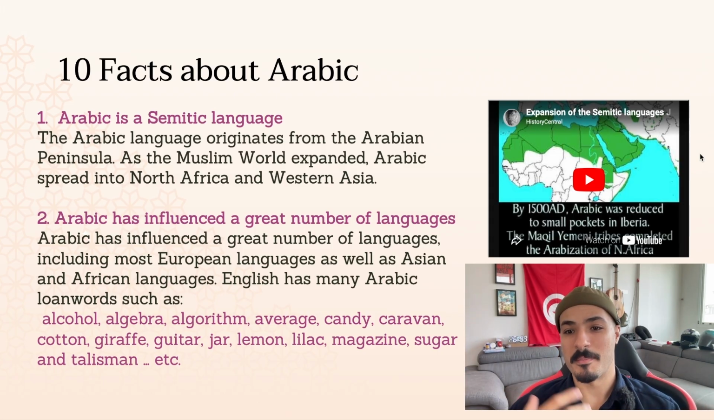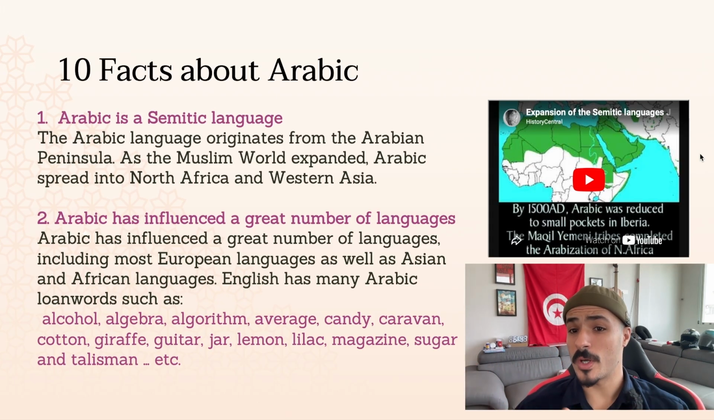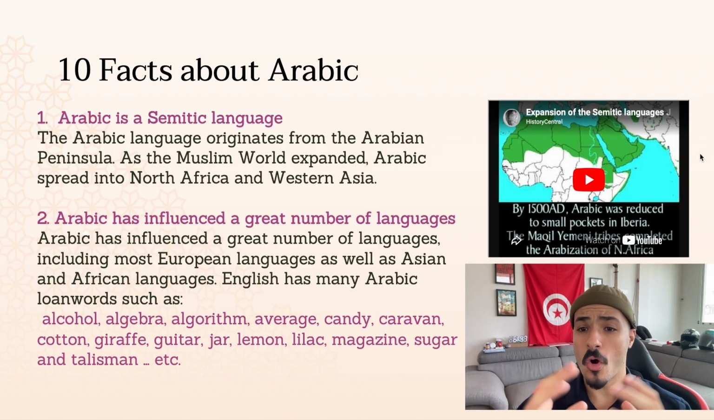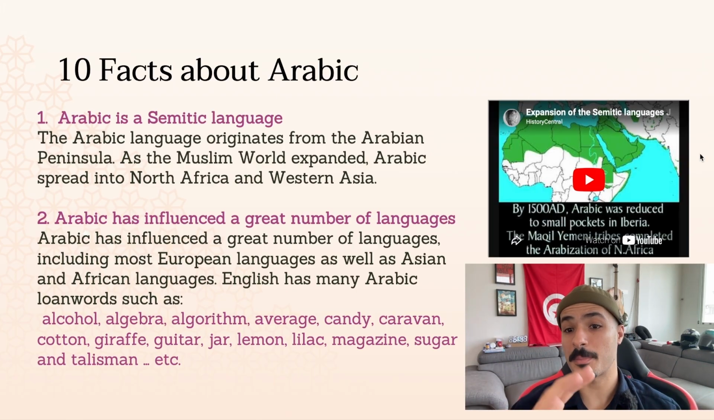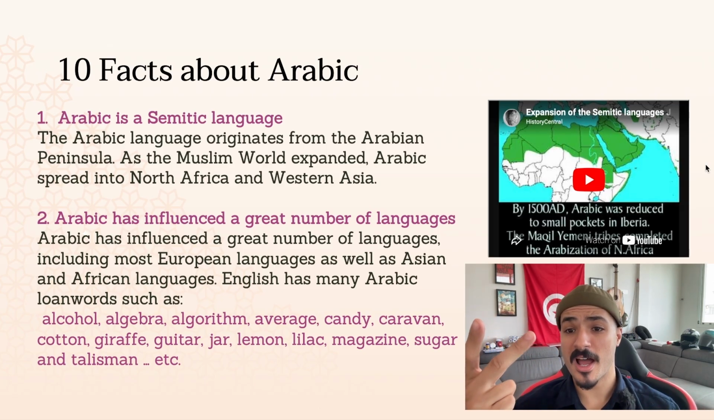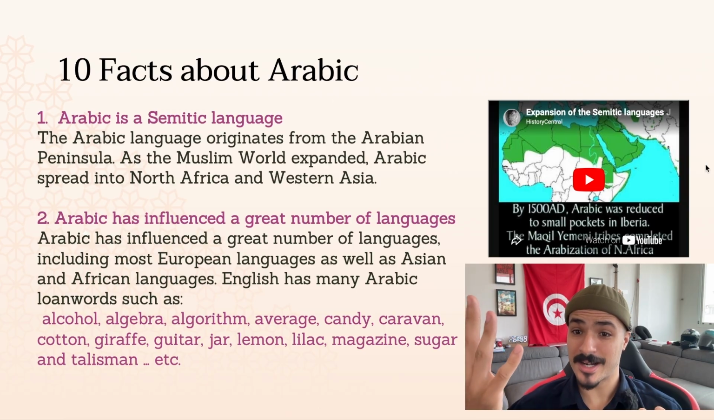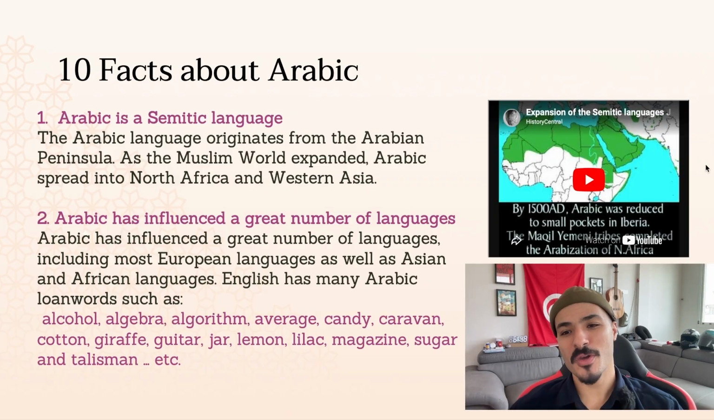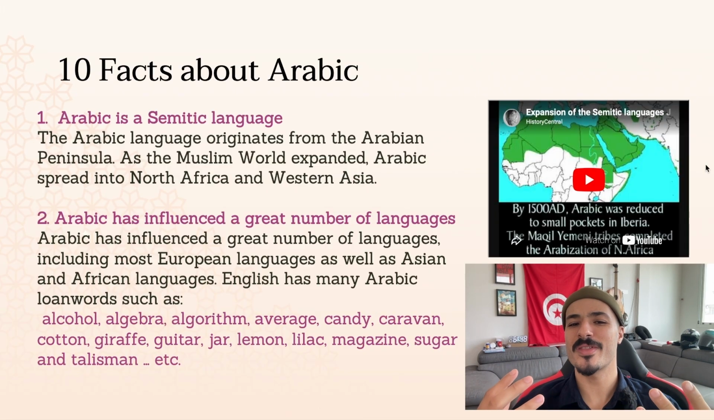Algebra, we made this science. Algorithm, we also created this science, and etc. Average, candy, caravan, cotton, giraffe. All these are basically copied from Arabic. We have almost the same pronunciation. Alcohol, al-jabr, al-khawarizm, al-qutn, zarafa, khifar, jarra, laymun, sukkar, etc. Now, this should give you a bit of motivation. This should tell you that you already know some Arabic and you are good to go. Let's move to the next slide.